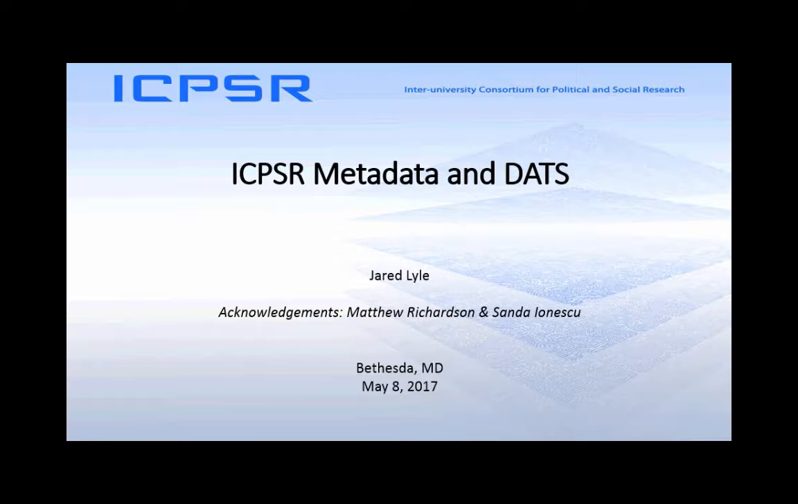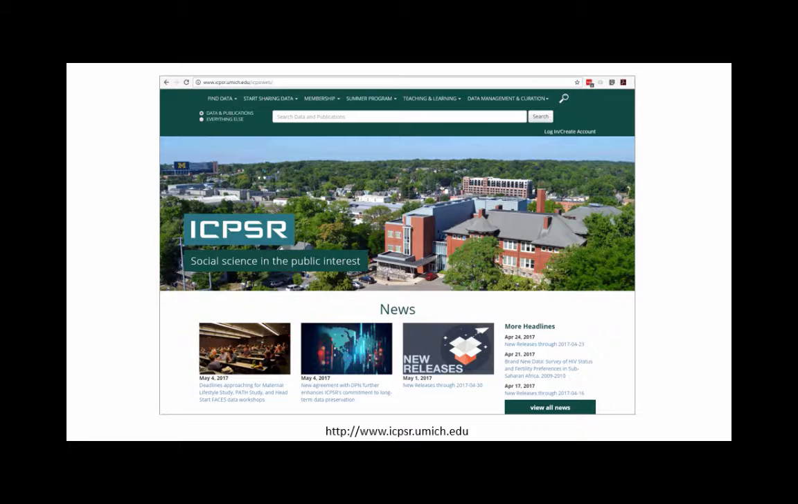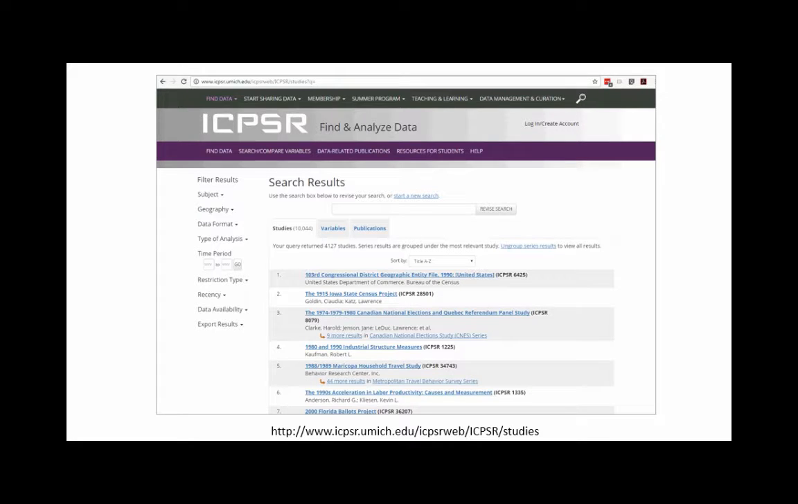ICPSR is a data repository for social and behavioral science data, lots of social science surveys in particular. This is just showing you, if you search on a study, what the results will look like. You're taken usually to a study level landing page. So we have extensive information about high level study information. We also have variable level information, so metadata related to specific questions or even values.